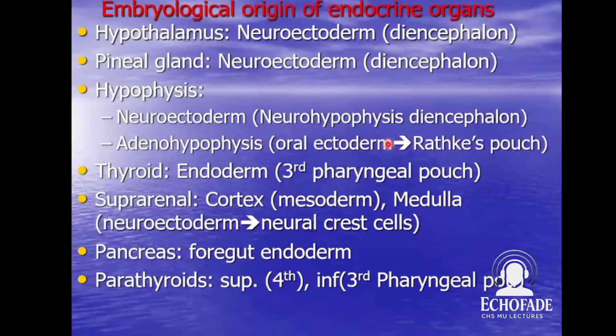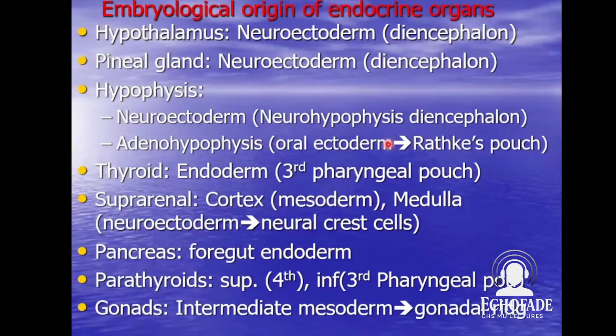The diffuse neuroendocrine system: most of the cells secrete peptides and are neural crest derivatives, so they originate from the neural ectoderm. So you can see that we have cells from the ectoderm, cells from the mesoderm, and cells from the endoderm. Let's now look at the hypothalamus.